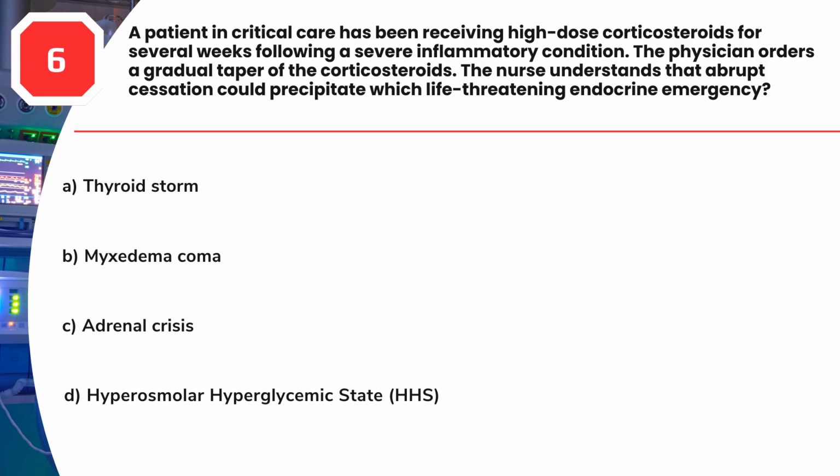Question 6. A patient in critical care has been receiving high-dose corticosteroids for several weeks following a severe inflammatory condition. The physician orders a gradual taper of the corticosteroids. The nurse understands that abrupt cessation could precipitate which life-threatening endocrine emergency? A. Thyroid storm. B. Myxedema coma. C. Adrenal crisis. D. Hyperosmolar hyperglycemic state, HHS.